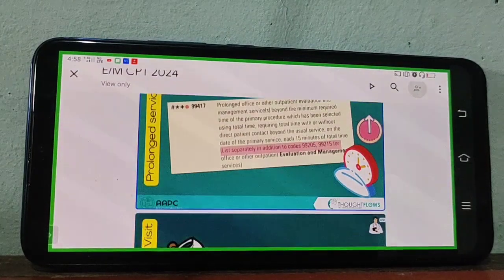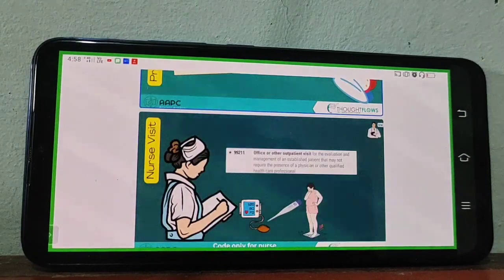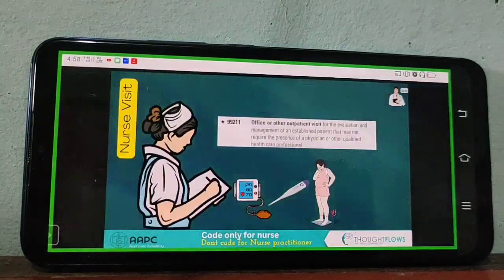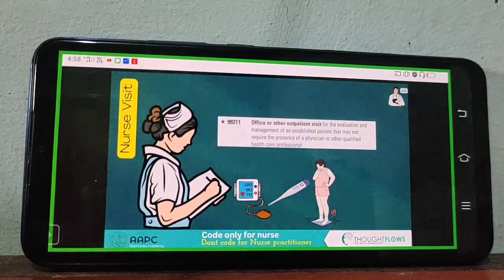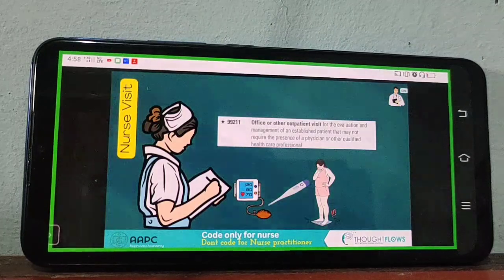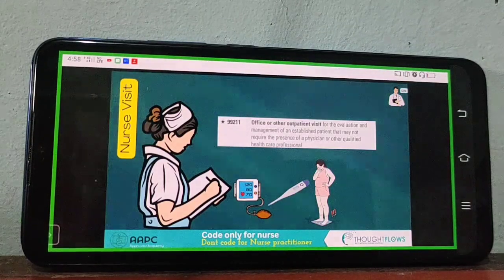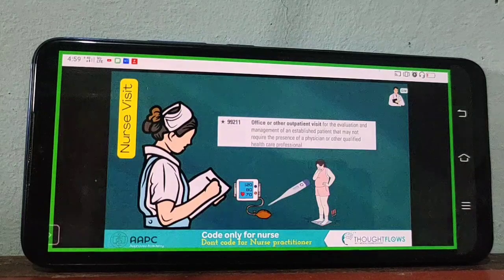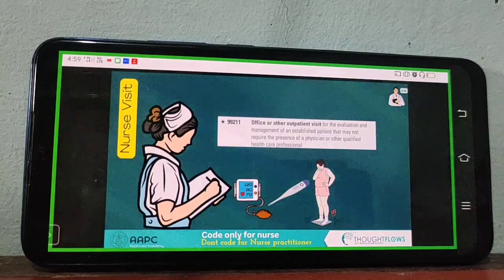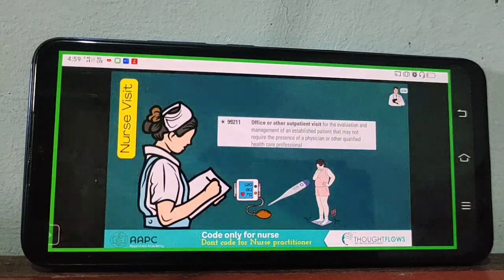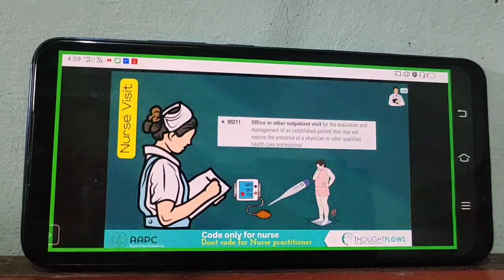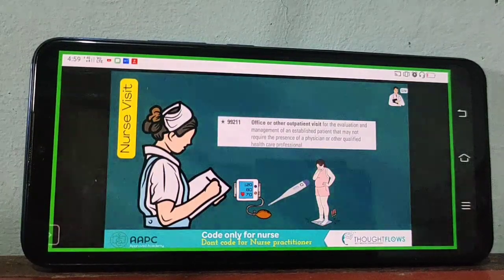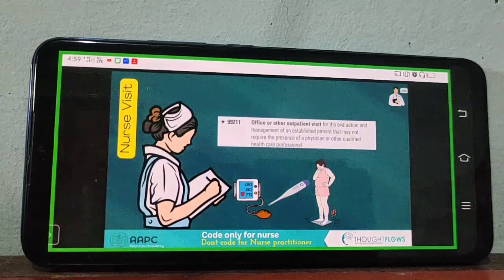No, ma'am. Okay. Then nurse visit. So this is a code only for nurse. This is a code only for nurse. The nurse gives the service in OP. Example, to measure the weight, to measure the pressure, temperature. For this service, the physician's presence is not required. To measure the weight, to measure the height, then to measure the pressure, temperature. Usually all of these services are done by the nurse only, not requiring the presence of a physician. So that's why this is a code only for nurse visit, but in OP.